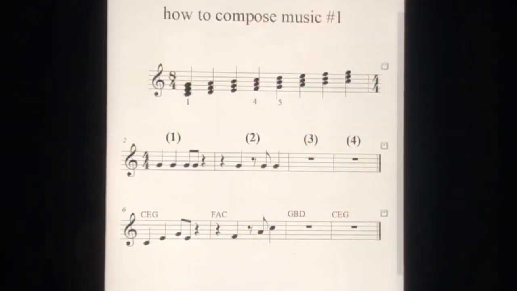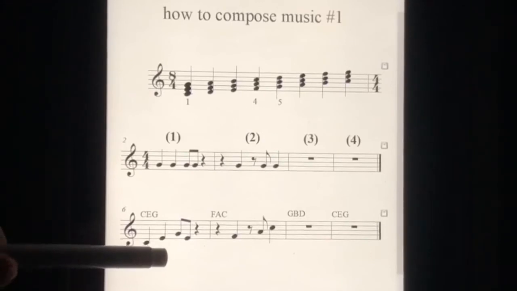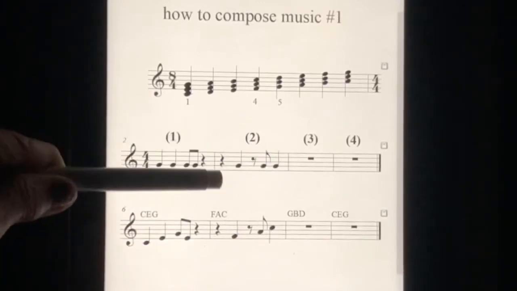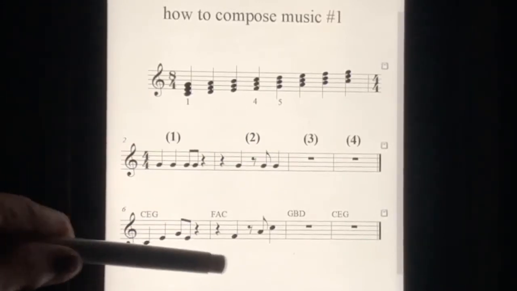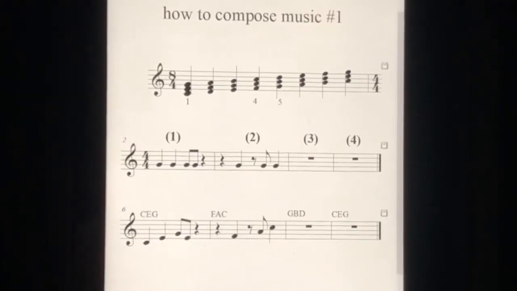This is an example. So, using C, E, G and using the first rhythm pattern, the melody became like this. And using the second rhythm pattern and using F, A, C, the melody became like this.